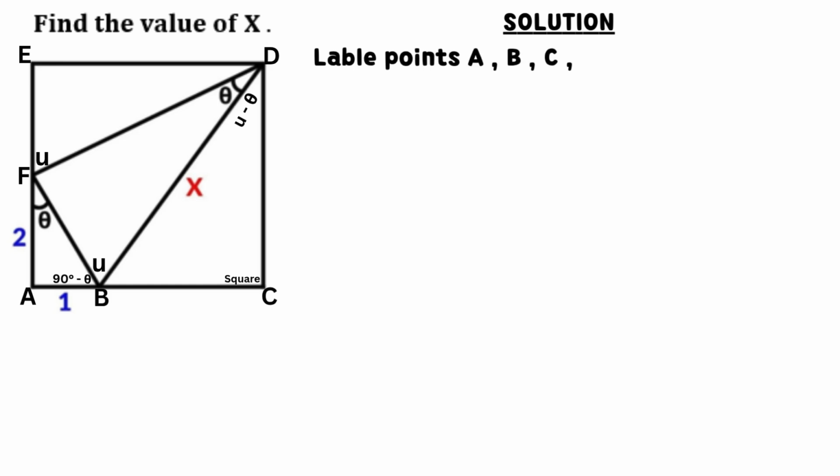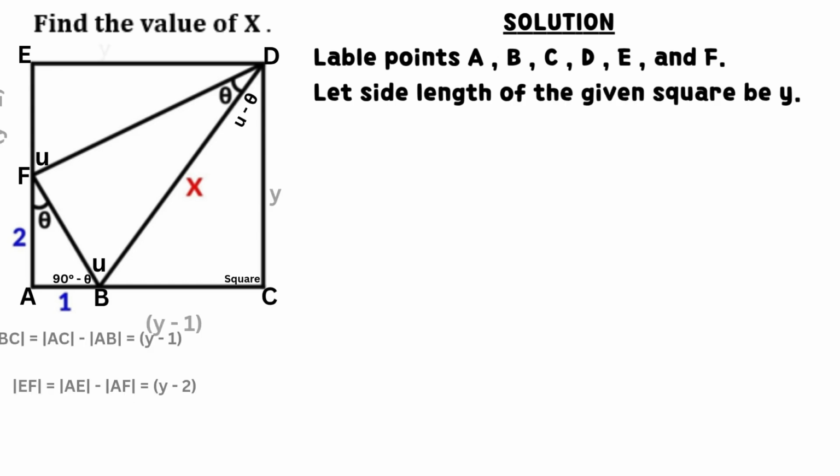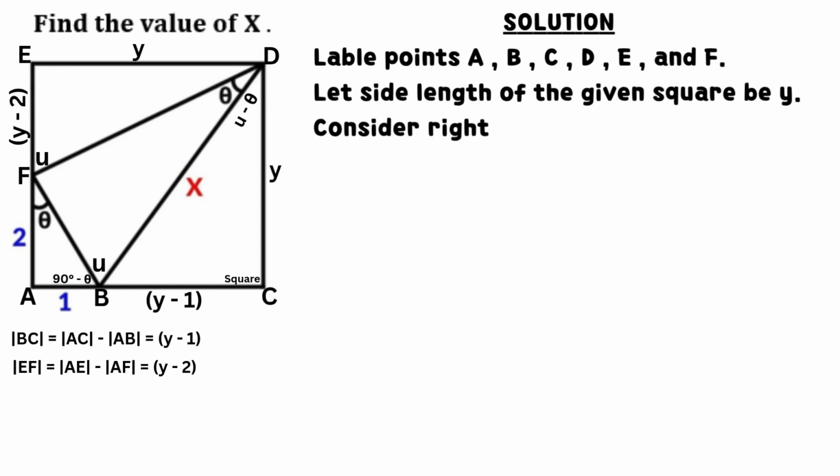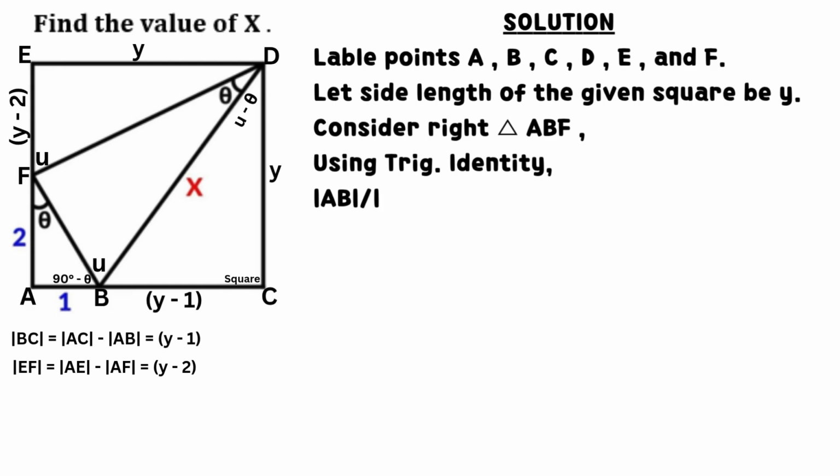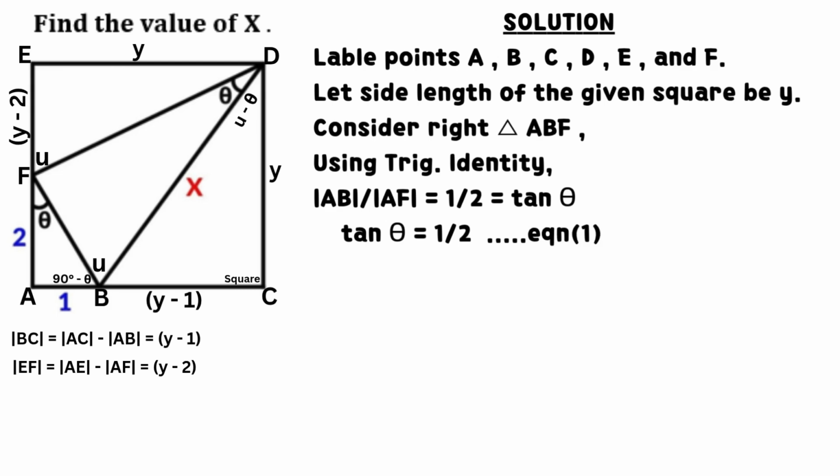Solution. Label points A, B, C, D, E, and F. Let the side length of the given square be y. Consider right triangle ABF. By using trigonometric identity, length AB divided by length AF equals 1 divided by 2, which equals tan theta. This means that tan theta equals half. We call it equation 1.